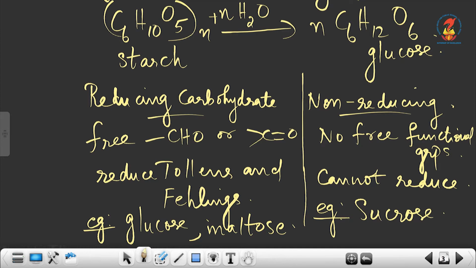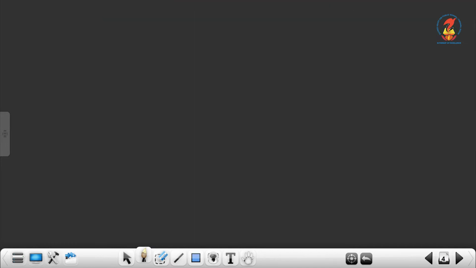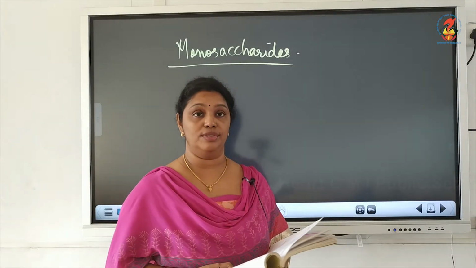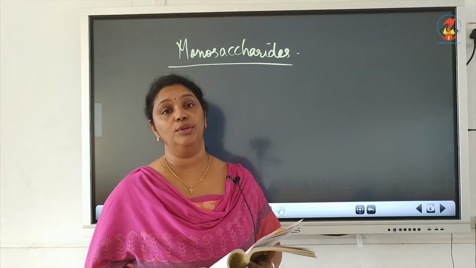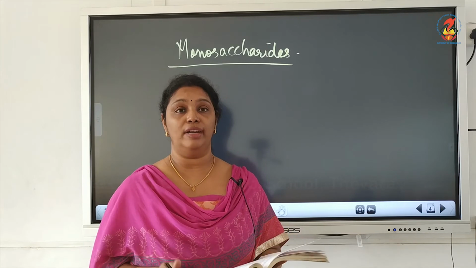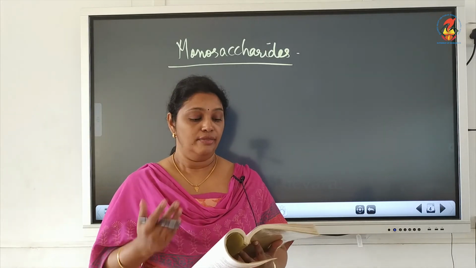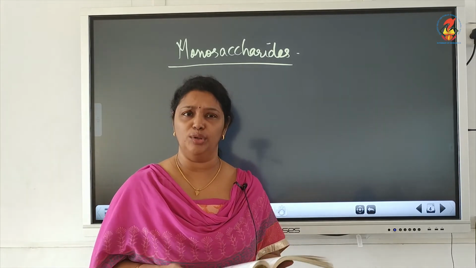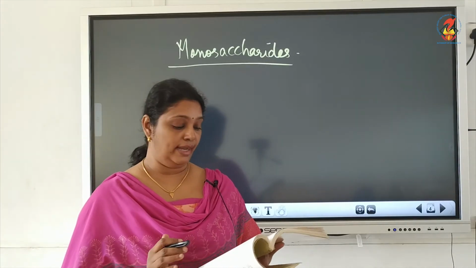Now next we are going to study in detail about the monosaccharides. Under monosaccharides, we are going to study glucose and fructose, the structure and the reactions of glucose and fructose. Monosaccharides are the carbohydrates which do not undergo further hydrolysis. Examples, glucose and fructose are monosaccharides.